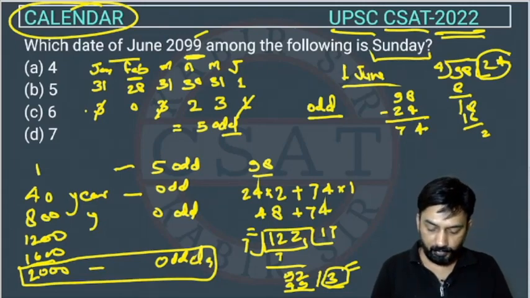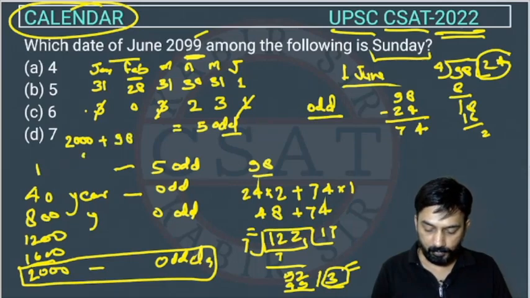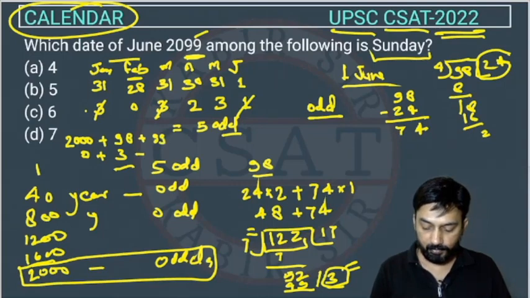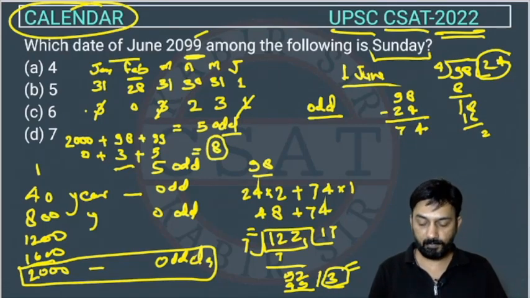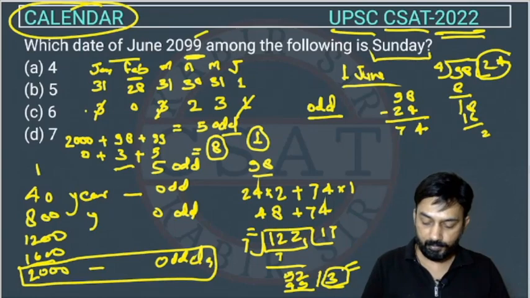So in 2000 there are 0 odd days, in 98 years we got 3 odd days, and for the 1st of June 2099 we are getting 5 odd days. So total odd days are 8. We divide by 7, so the remaining will be 1. So 1 means Monday.